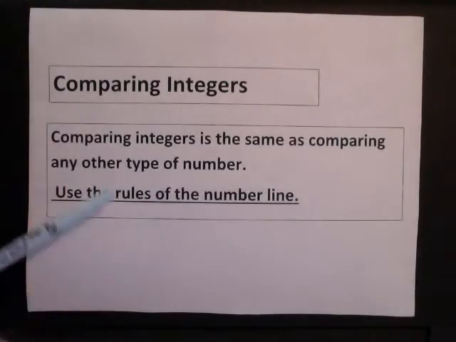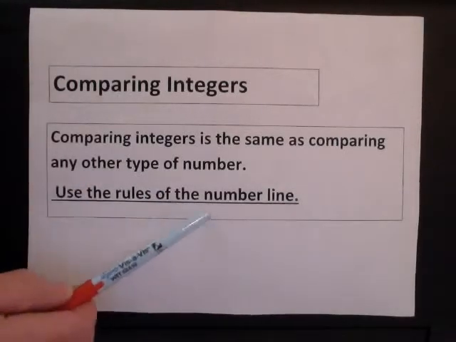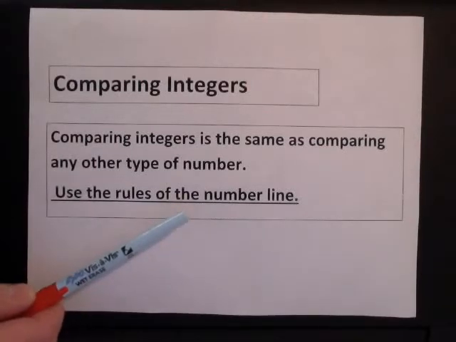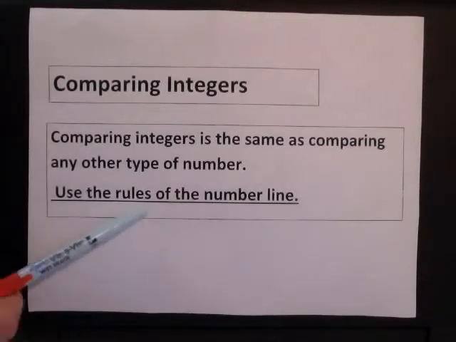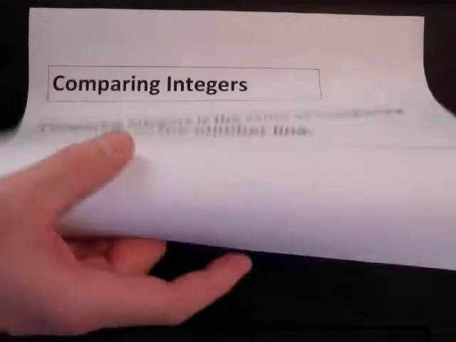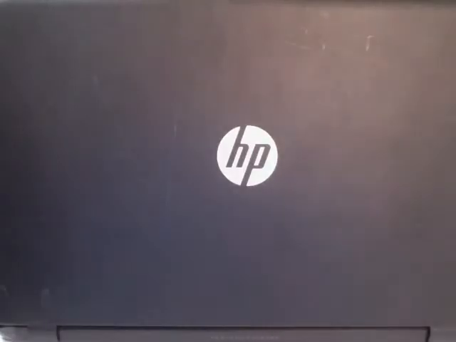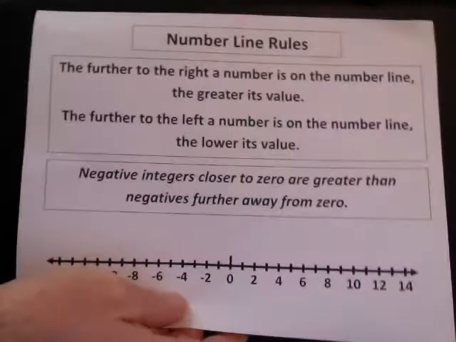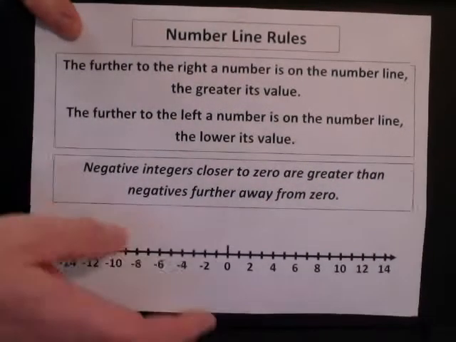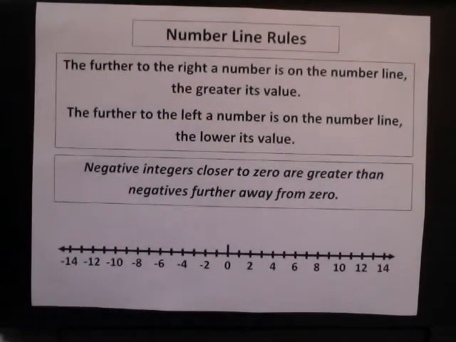So that's one of the big things. Integers, we know, are positive and negative numbers, and you can compare any amount, but you need to remember the rules of the number line still apply even when you're comparing integers. Okay, so let's take a look at some of the basic number line rules, just to refresh our memory from when we were younger, and see how they actually relate to integers.